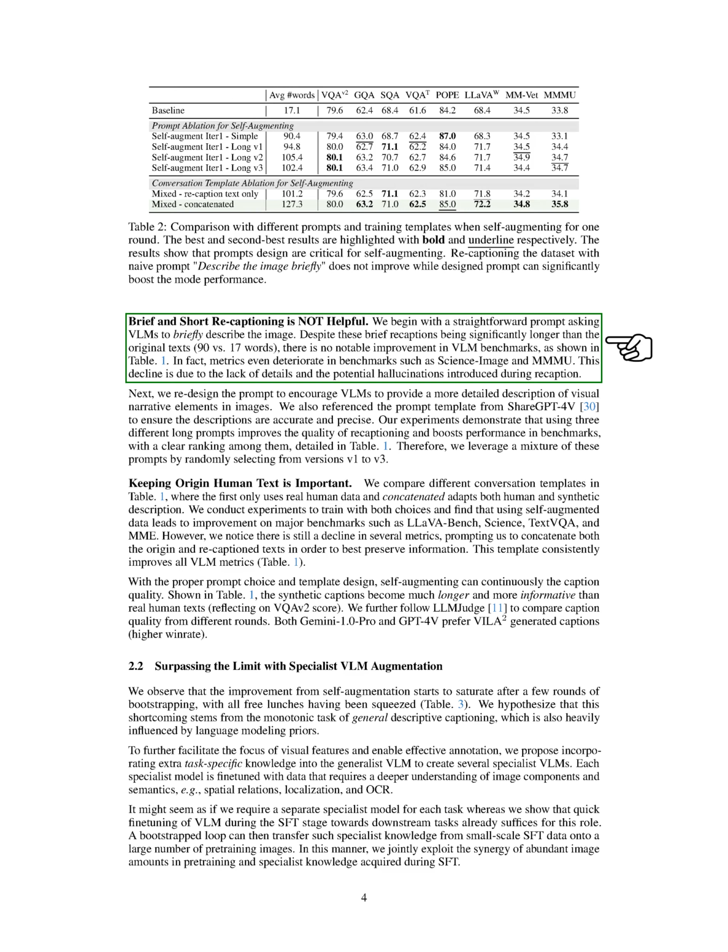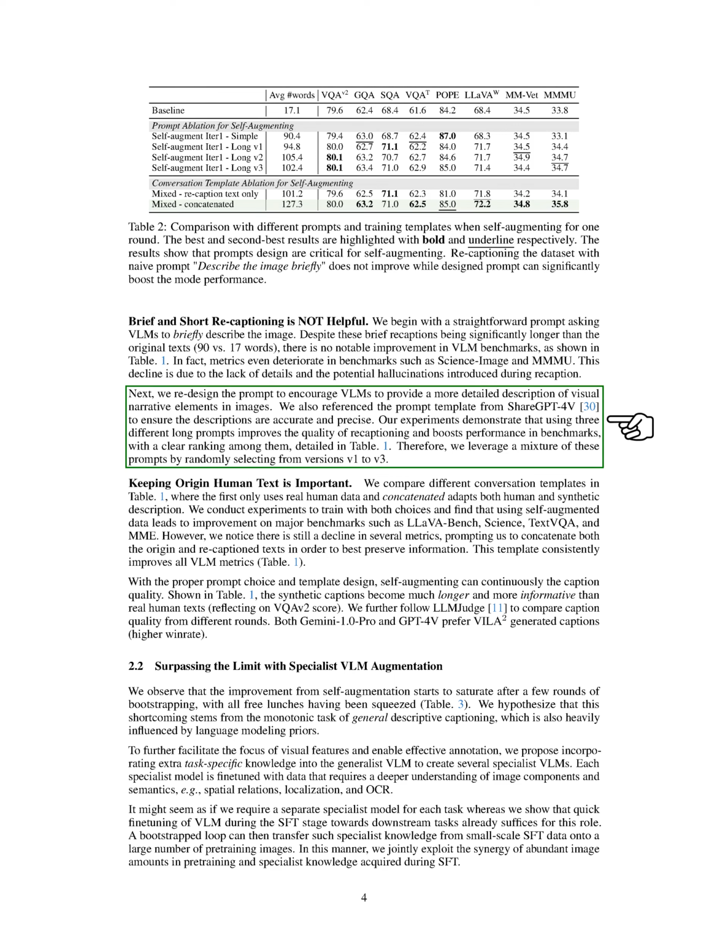We found that brief recaptions were not helpful. Our initial straightforward prompt asked the visual language models, VLMs, to provide a brief description of the image. Although these brief recaptions were significantly longer than the original texts, 90 words compared to 17, there was no significant improvement in VLM benchmarks. In fact, some metrics even worsened in benchmarks like Science Image and MMMU. This decline was likely due to a lack of detail and the potential for inaccuracies during recaptioning.